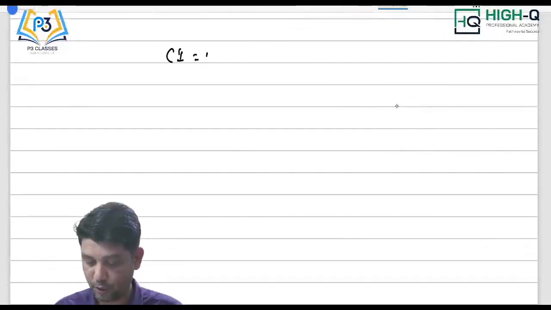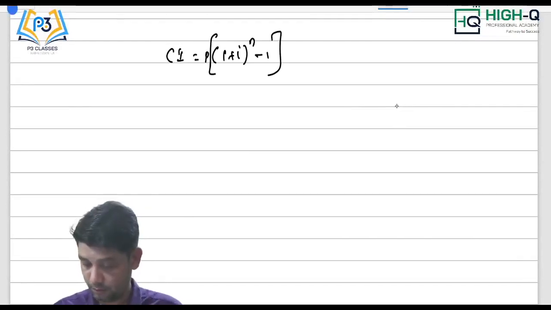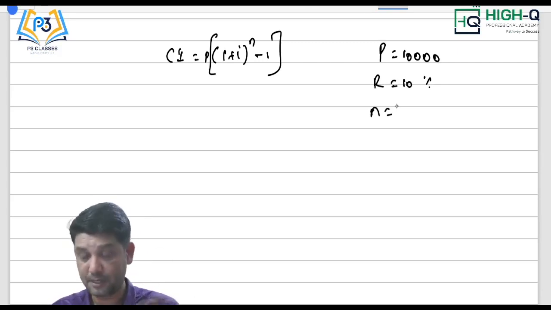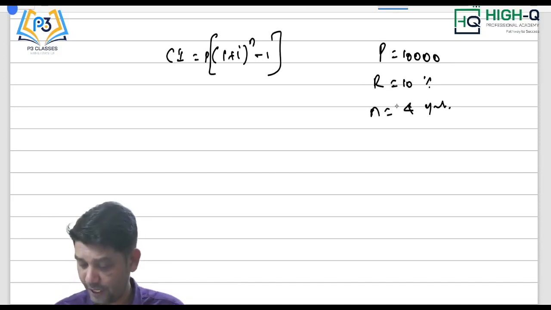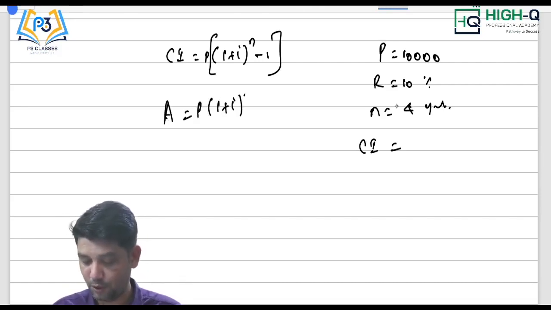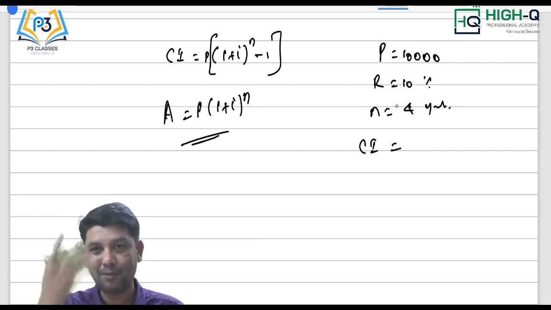See, sir, compound interest formula, I know, sir. Compound interest is equal to P into (1 plus i) the whole power n minus 1, sir. Wow, great, my dear. For example, principal is given as 10,000, rate of interest 10%, number of years 4, compounded annually. Now find compound interest. Sir, you forgot this formula, sir. P into (1 plus i) the whole power n. Wow, very good. I'm least bothered about the formula.